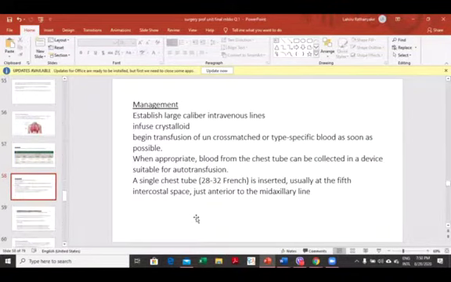Okay. Then management. To manage massive hemothorax, you have to establish large caliber IV lines, probably 14 gauge or 16 gauge IV cannula, and you have to infuse crystalloid. If it is a massive hemothorax, how much fluid are you going to infuse? What is the type of fluid and how much?